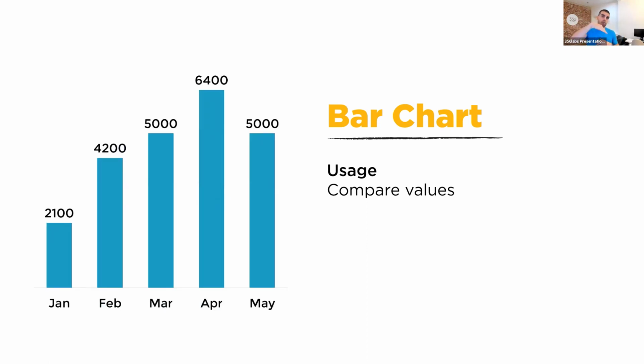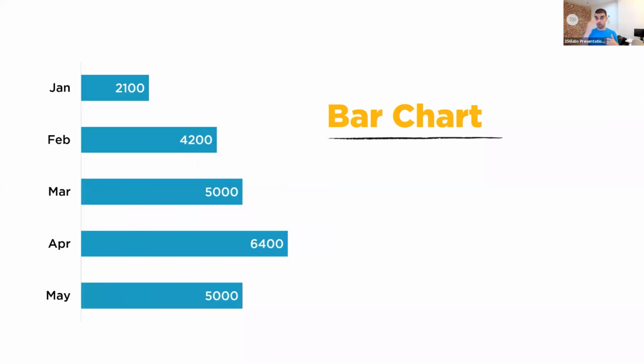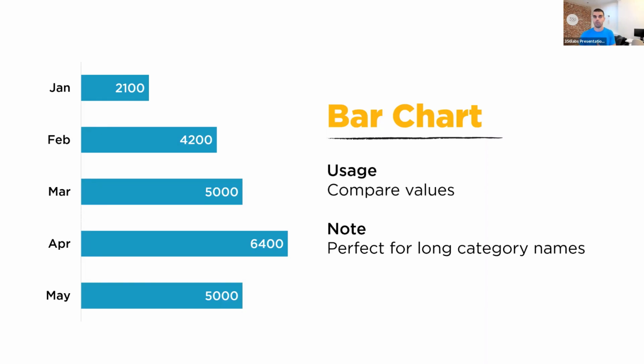That could be a problem because our audience has to push themselves a lot to read, like kind of go this way and try to understand what's happening. However, if you just use the horizontal bar chart, everything changes, and that's a very easy way for you to fix that problem. If you have long category names, horizontal bars are very, very easy.